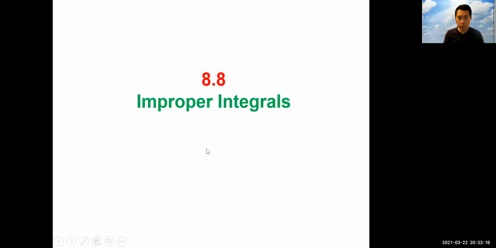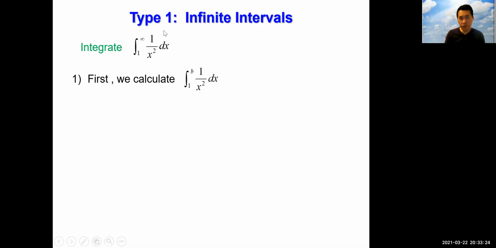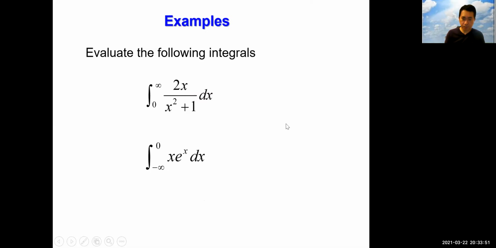This is section 8.8, improper integrals, part 2. Recall that improper integrals have two types. Type 1 is infinite intervals, where the integral goes from a finite number to infinity, or from negative infinity to a constant, or from negative infinity to positive infinity. In these cases, we replace the infinity or negative infinity with an arbitrary constant and take the limit as that constant approaches infinity. Okay.